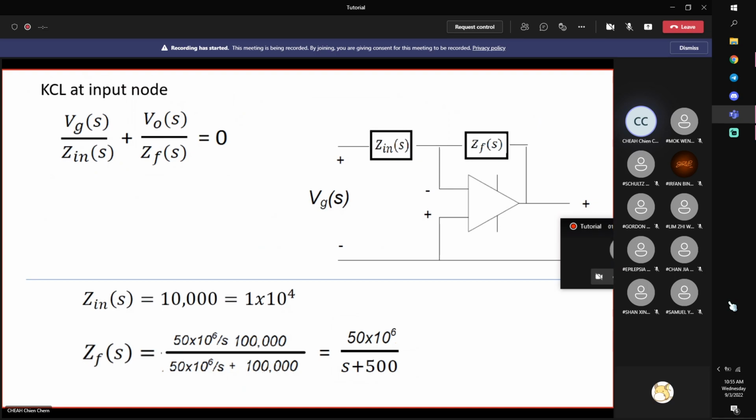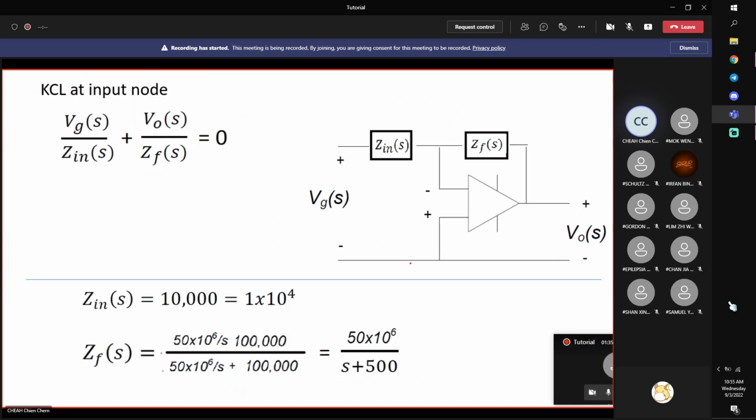Okay, as I mentioned before, op-amps only have two properties that you need to remember. One is that the voltage at the positive terminal is equal to the voltage at the negative terminal, right? Because of the infinite gain. Secondly, the current entering the negative terminal is equal to the current entering the positive terminal, and they are both equal to 0 because of the infinite resistance of the op-amp.